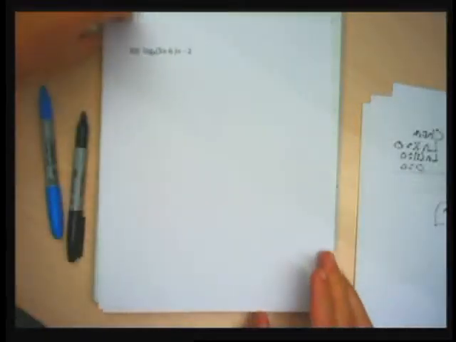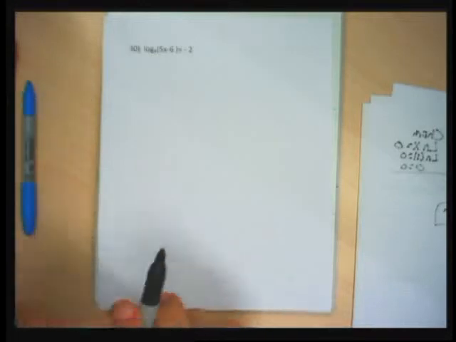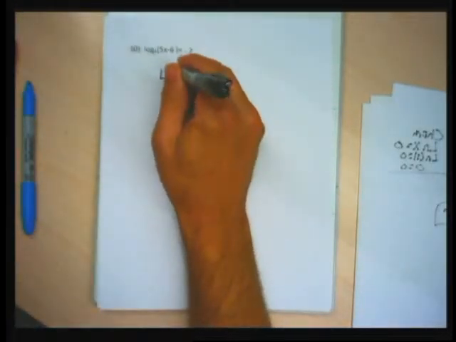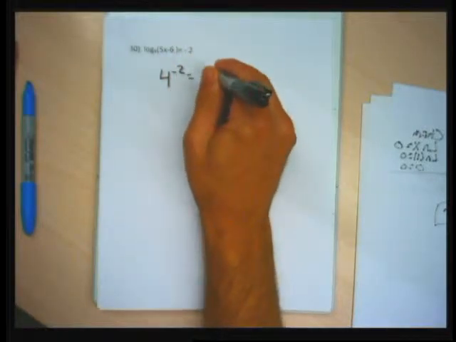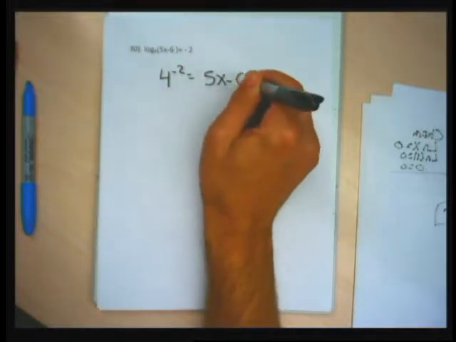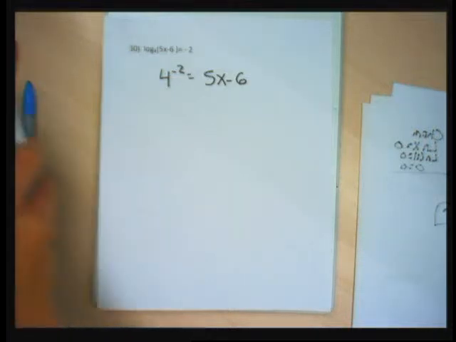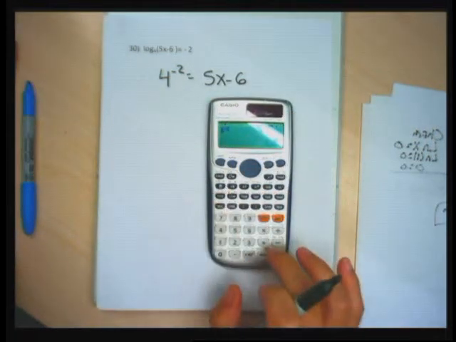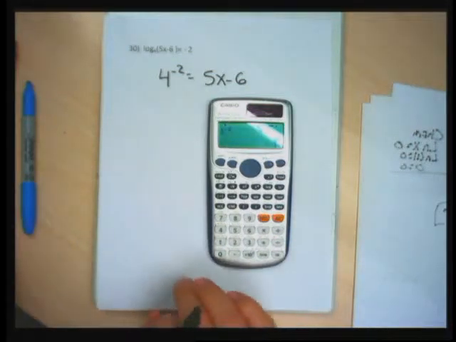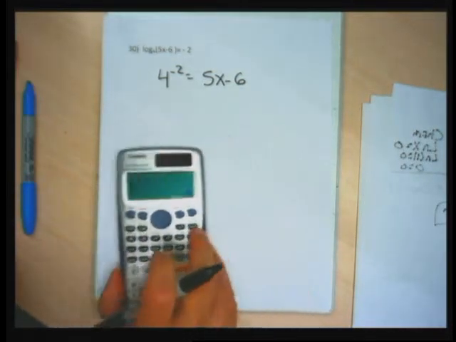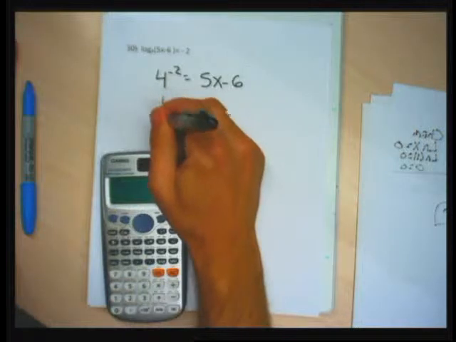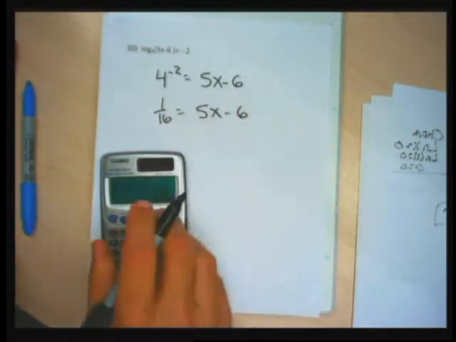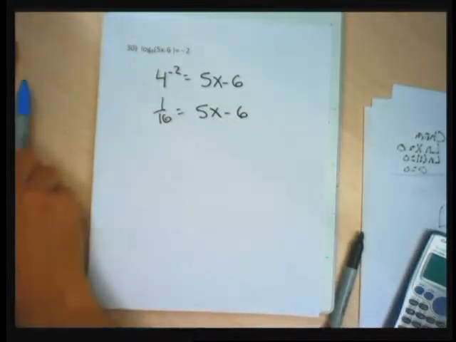Ooh, 30's going to be ugly, but I can deal with it. So 30, scratch out the log and switch. I get 4 to the negative 2 power equals 5x minus 6. I know what 4 to the negative 2 power equals, but if you don't, 4 to the negative 2 power is 1/16. So this gives me 1/16 equals 5x minus 6.